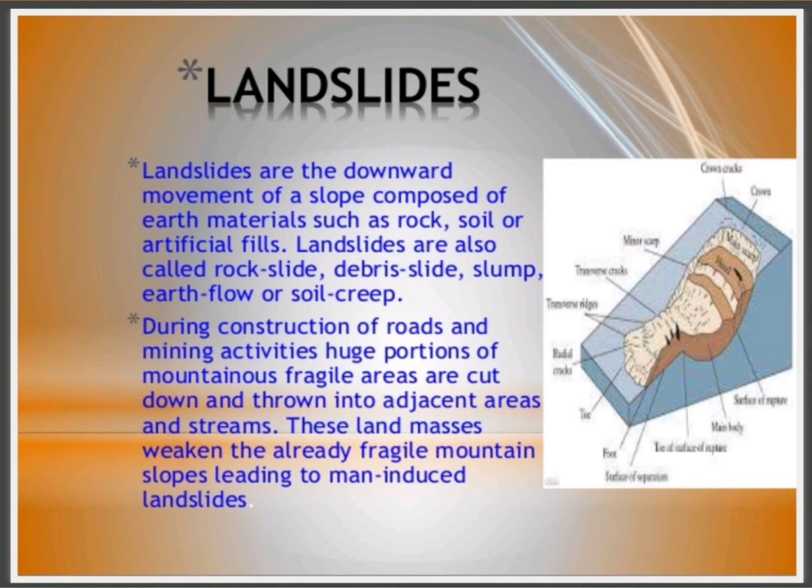Now coming to the next, we have landslides. So what are landslides? Landslides are the downward movement of a slope composed of earth materials such as rock, soil or artificial fields. Landslides are also called rock slide, debris slide, slump, earth flow or soil creep. During construction of roads and mining activities, huge portions of mountainous fragile areas are cut down and thrown into adjacent areas and streams. These land masses weaken the already fragile mountain slopes, leading to man-induced landslides.